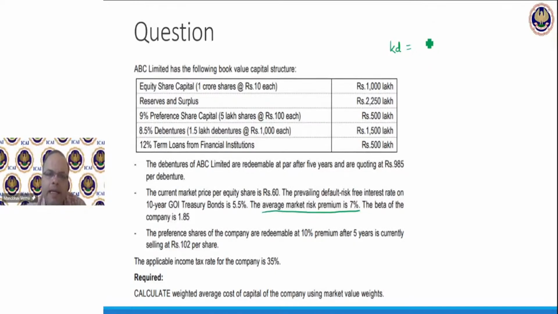My debenture is 8.5%. So that means 8.5% into 1000. You're looking at 85 as my interest. Of course, it is net of taxes, 1 minus 0.35. And mind you, we're talking about redemption value also, right? So redemption value minus the current market price also, right?